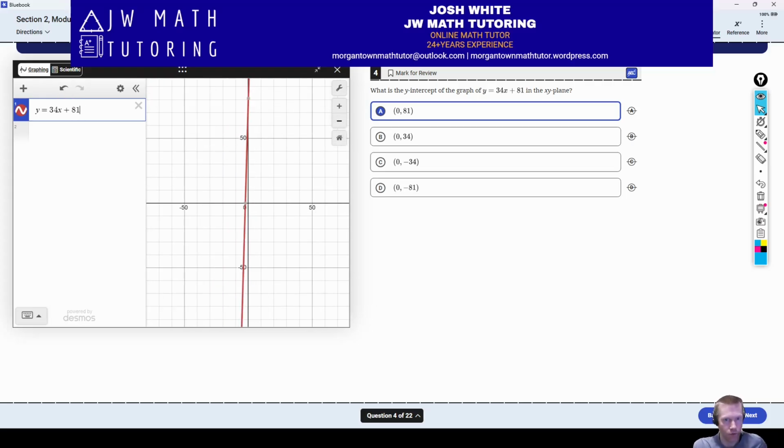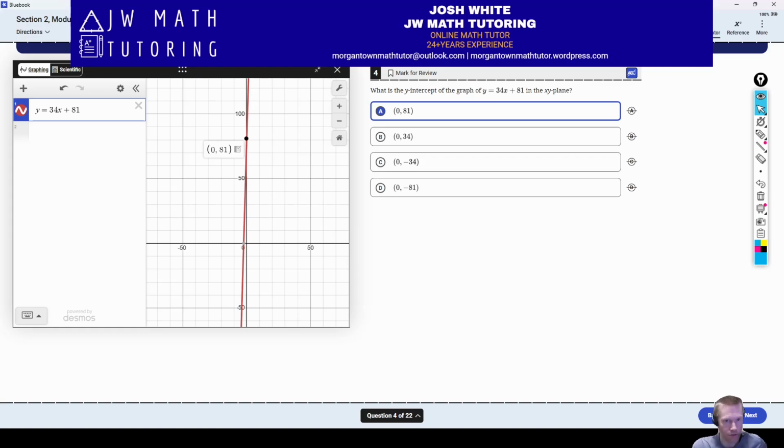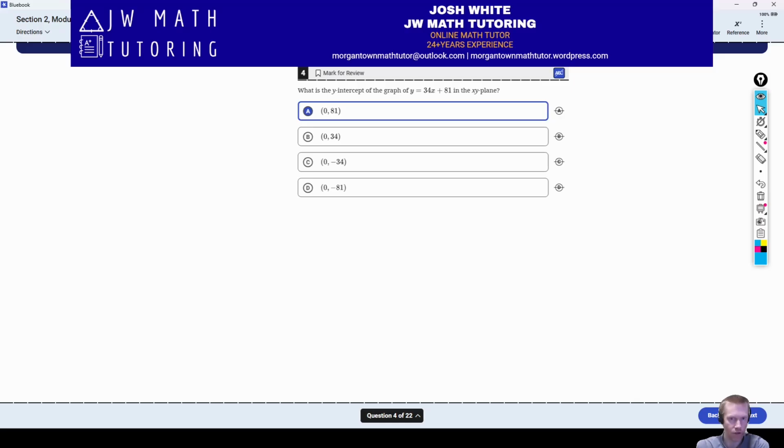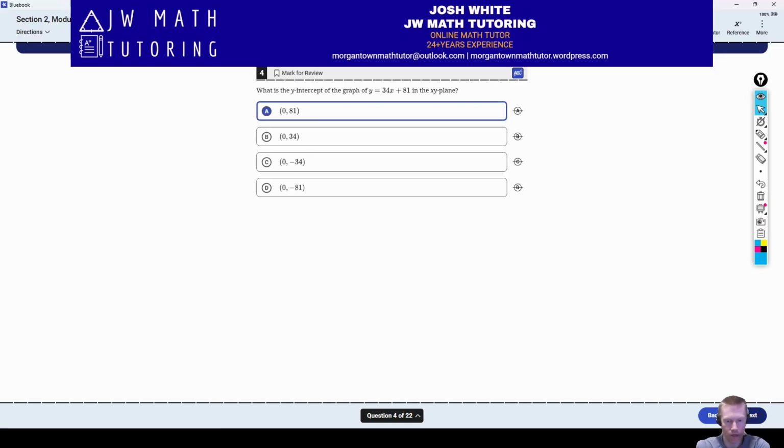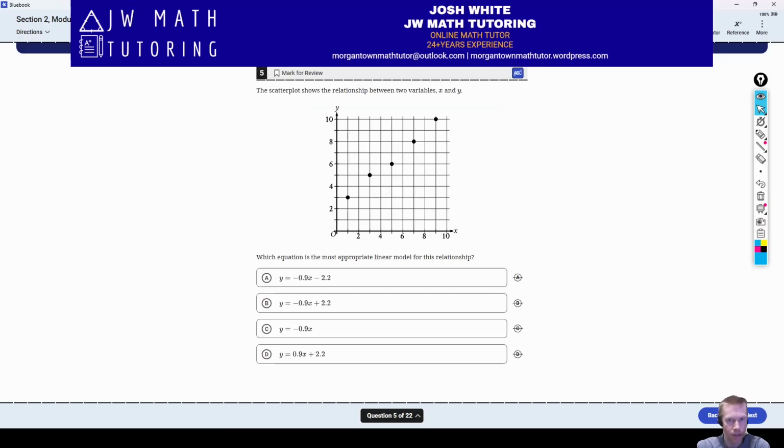And now, of course, we've got to zoom out a little and look for, there it is. There's the intercept, 0.81, and you could just figure it out like that. So any of those methods are all fine. Next, we have a scatter plot with some points, and it wants to know what is the most appropriate linear model for this relationship.